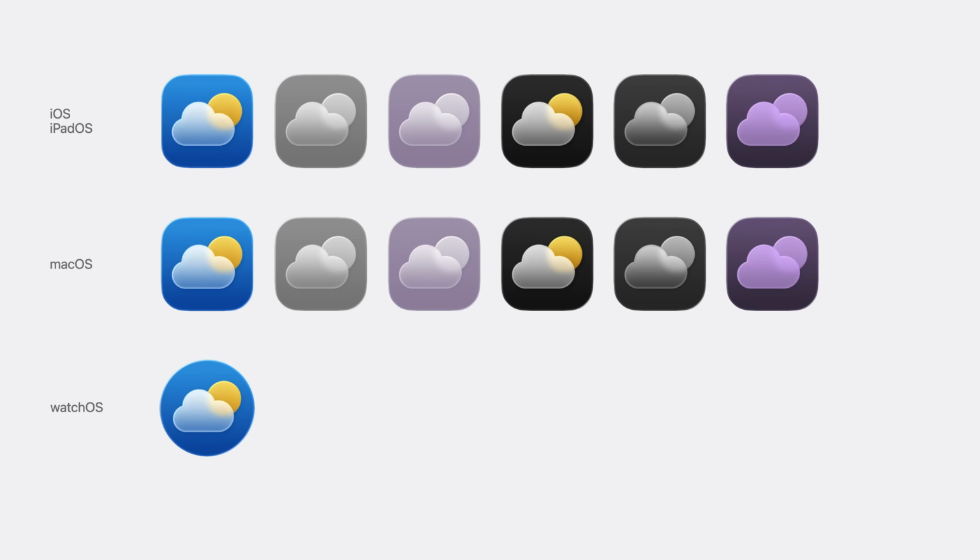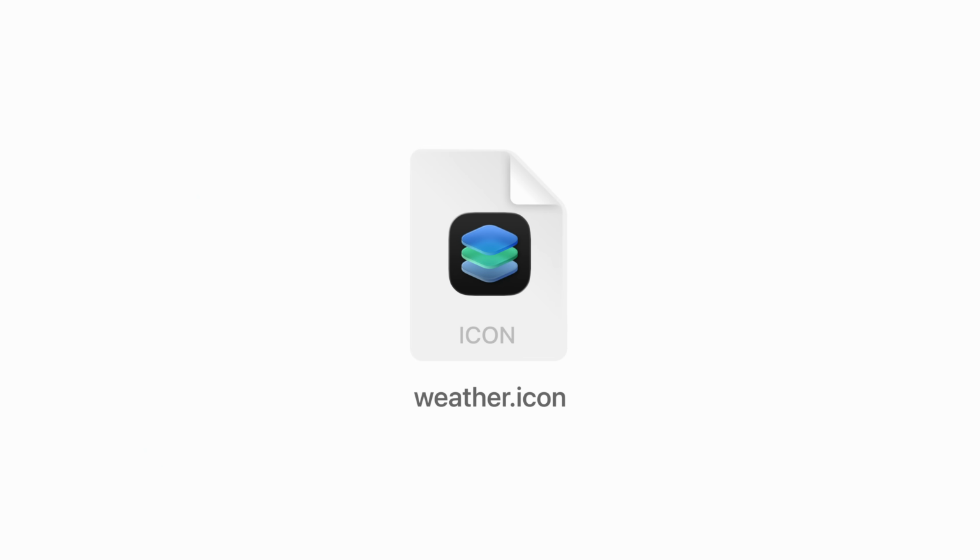Over the last few years, we've made it easier to create icons for all platforms. But this year, icons don't only differ depending on the platform you're building for. They now vary in modes, including dark and tinted modes on iOS, iPadOS, and macOS. And there's a new look for watchOS as well. Now, all of this can be achieved in one single file using Icon Composer.